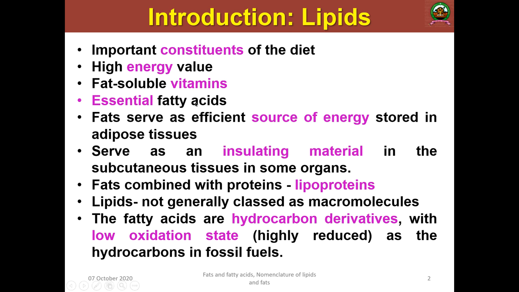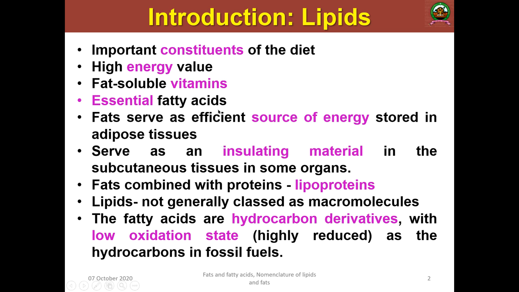And there are certain fatty acids known as essential fatty acids, which cannot be synthesized in the body and should be supplied through the diet. Fat serves as an effective source of energy and is stored in the adipose tissues. I also told you that it acts as an insulating material in the subcutaneous tissue of some organisms.